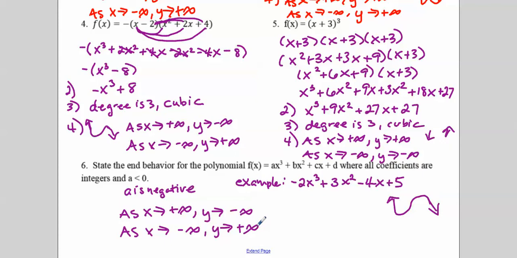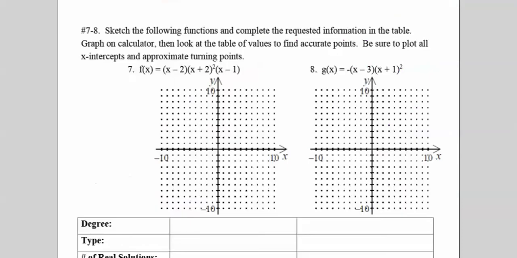Okay, let's turn the page. Okay, so it says sketch the following functions, complete the requested information in the table. Graph on the calculator, and then look at the table of values to find accurate points. Be sure to plot all the x-intercepts and the approximate turning points. So we are going to graph this on the calculator, but we can do a little bit of this before we even look at the calculator.